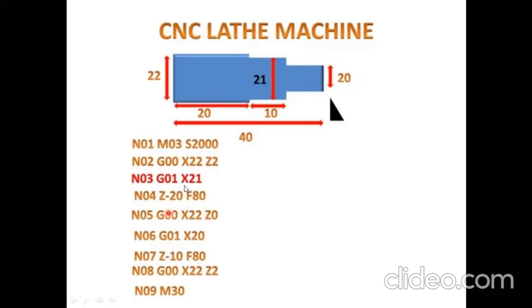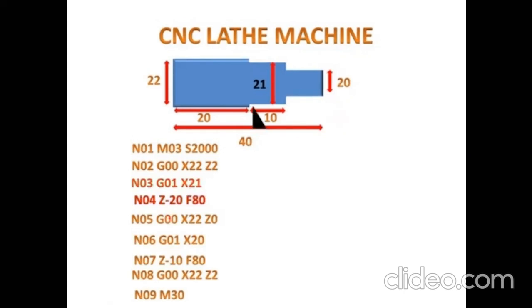Now we will move to the next step, N04, fourth sequence number. Now we have to cover this length. How much is it? 10 plus 10. That means we have to cover the Z direction. X direction is already covered in your third step, and we have to cover the Z direction, which is represented by Z minus 20, because we are moving to the left hand side. Tool is moving to the left hand side, so it is represented by minus. From this point to this point, tool is moving minus 20.